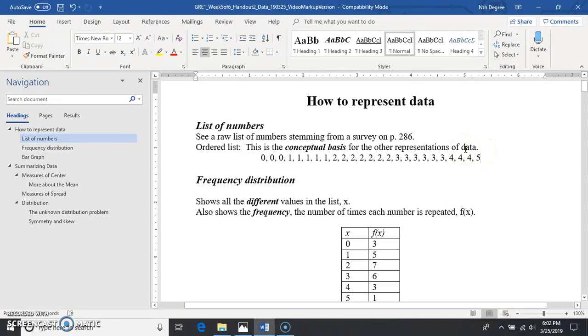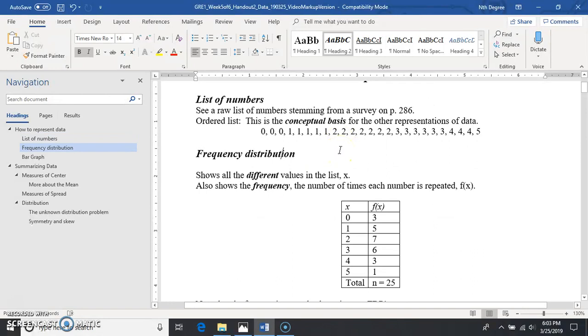Not only is that boring, but it's also very awkward and tedious, because as we know, data lists can get to be very long. We don't want to carry around lists of hundreds or thousands of numbers with us. We need to be able to abbreviate or summarize them. So let's do that with our first tool, the frequency distribution.